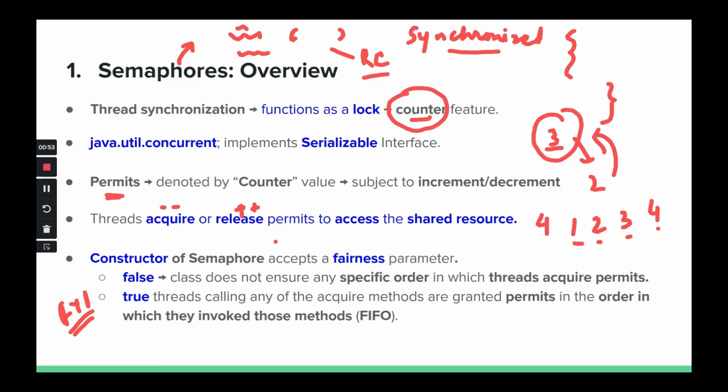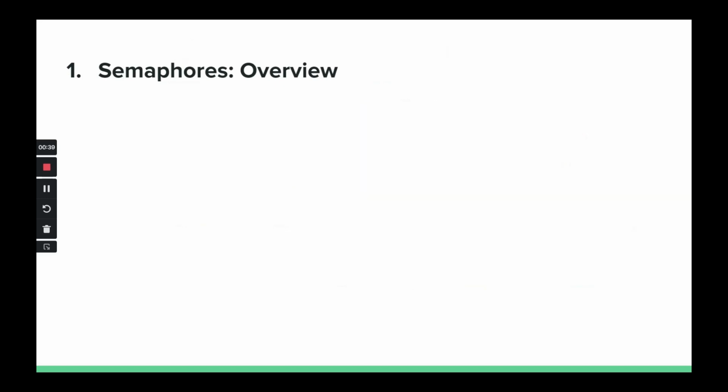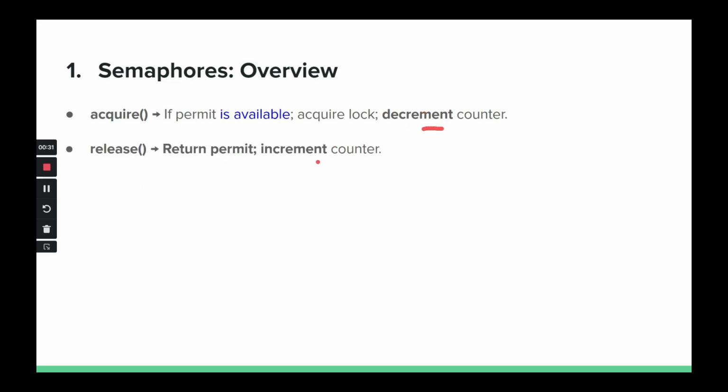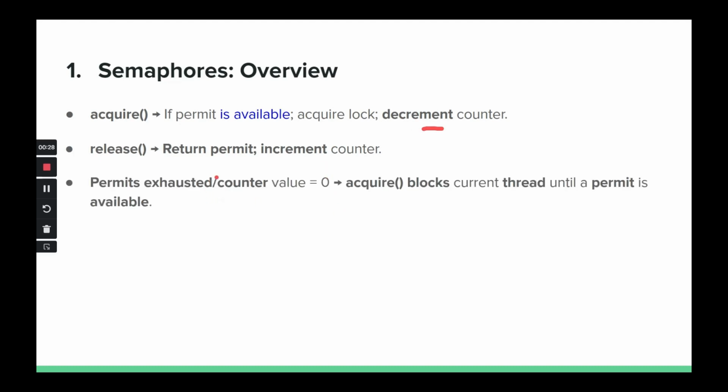But the main concept of this particular slide was that a semaphore is a synchronization construct which helps to control the access of multiple threads to a shared resource using a counter. Moving on. As we said, acquire, if the permit is available, will acquire the lock and decrement the counter, and release does just the opposite: it returns the permit and increments the counter. When the permits are exhausted, so you had 3 gate passes and now it has come back to 0, if you call acquire, of course you don't have any more gate passes available, so it will block the current thread until a permit is available. You will not get the permit, you will be waiting indefinitely.